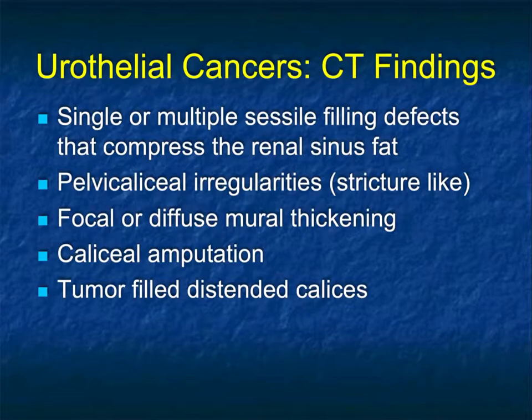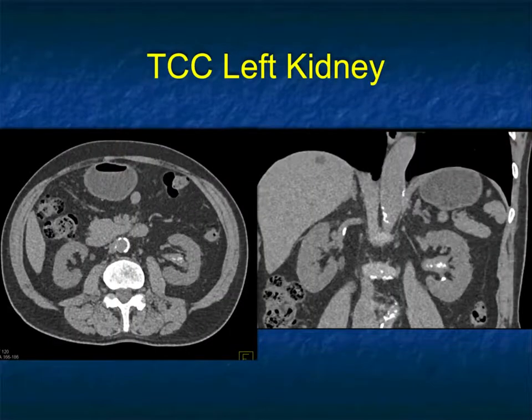The appearances will vary. When you have contrast, you can see single or multiple sessile filling defects that compress the renal sinus fat. You can see pelvicalyceal irregularities, including strictures, focal or diffuse mural thickening, calyceal amputation, or tumor-filled distended calyces. And you can sometimes see multiple different findings.